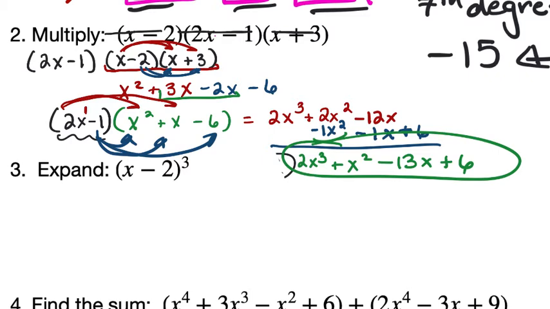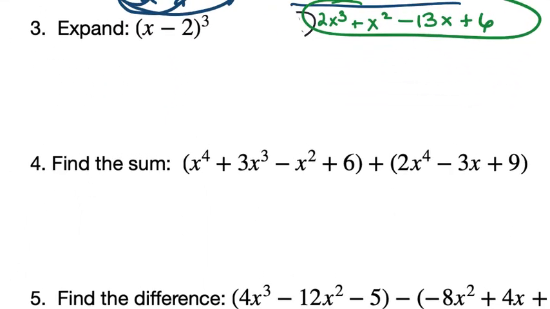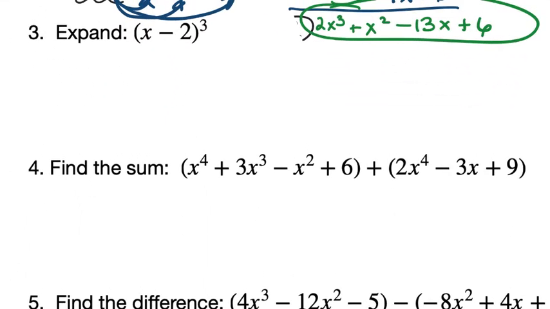I'm going to do a little grouping here, I hope. Hopefully we got all of it. Let's move on to the next one. X minus 2 cubed means x minus 2 times x minus 2 times x minus 2. And so this is just like the one above it where we had 3 binomials multiplied together.